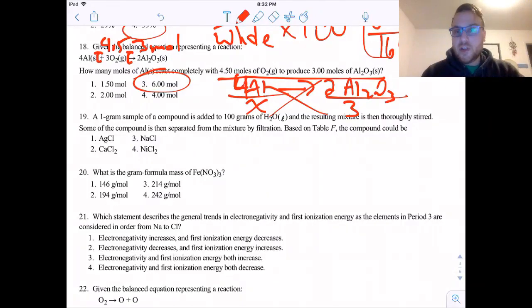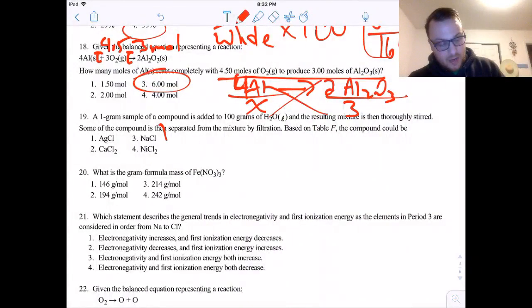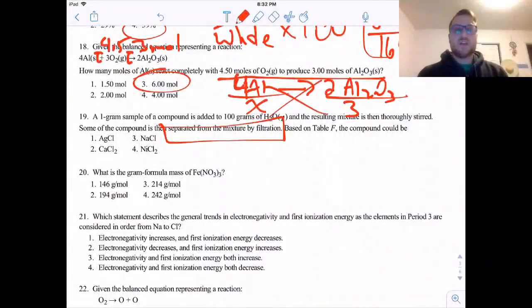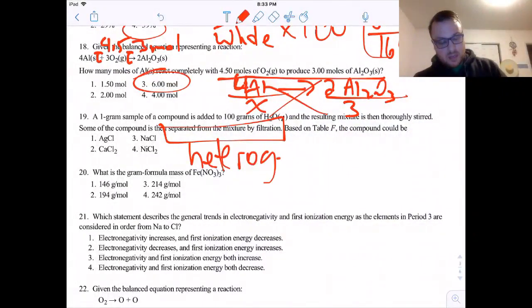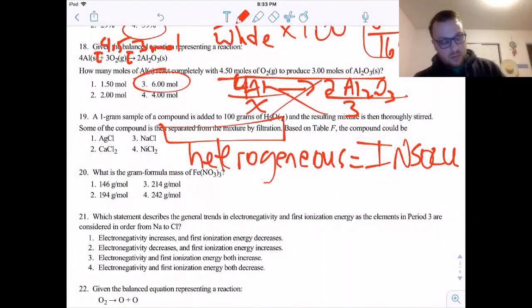And heterogeneous means insoluble. Insoluble. So this tells you to go to table F, and you have to look at these 4 answers. Notice they're all bonded with chlorine, so we're going to go straight to chlorine, and look at which one of those is not soluble.